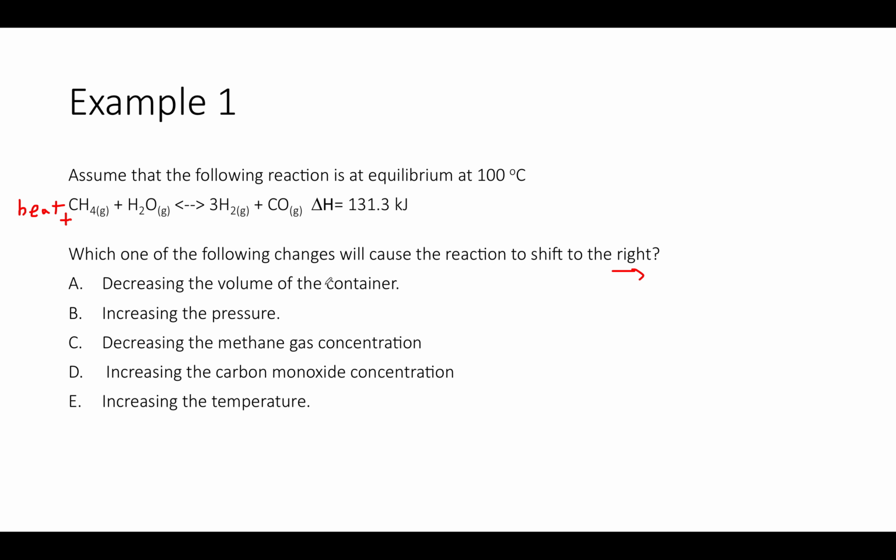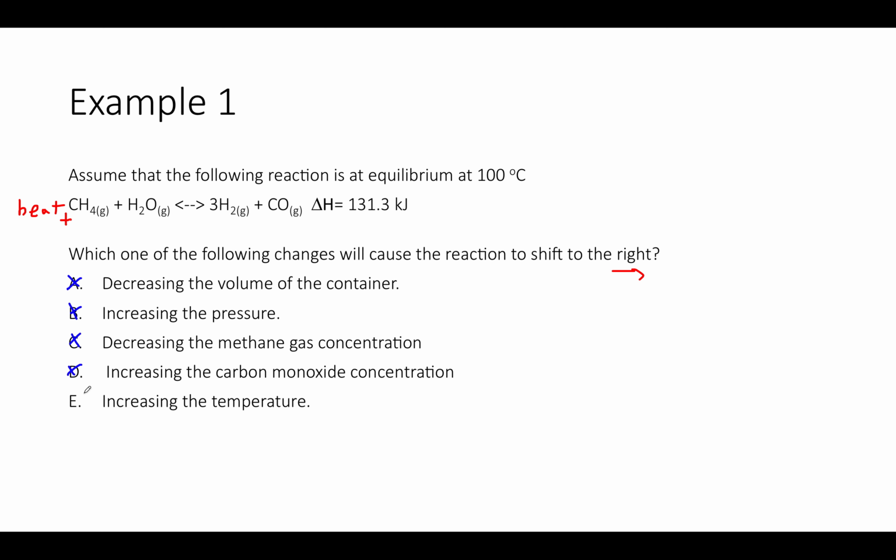Decreasing the volume of the container. No. If I decrease the volume of the container, I'm going to want to go to the side with the fewer moles, and that would be the left side. So that would not cause a shift to the right. If I increase the pressure, it's the same thing as decreasing the volume, so that would also be a shift to the left. If I decrease the methane gas concentration, I'm going to want to raise the methane gas concentration. I'm going to go to the left, so that is not it. If I increase the carbon monoxide concentration, I'm going to need to counteract that by getting more reactant. So I would shift to the left. So that is not the answer either.